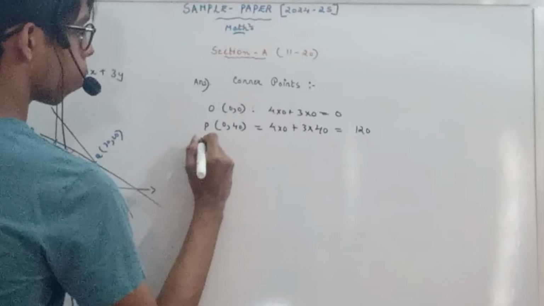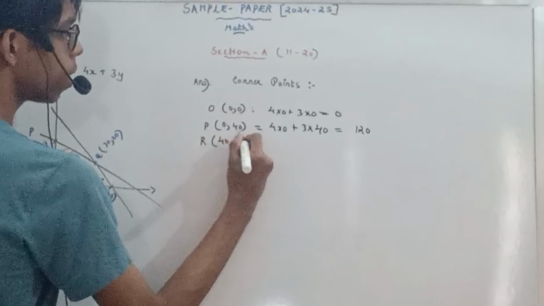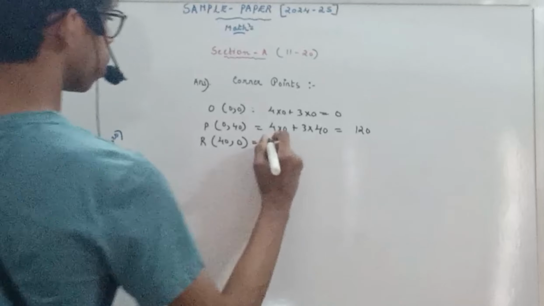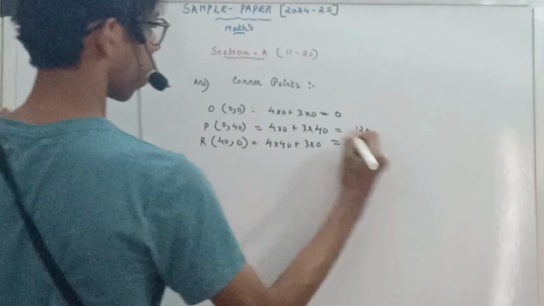Now the next corner point is R. R point is (40, 0). Substitute it in the objective function. So 4 into 40 plus 3 into 0, which is equal to 4 into 4, which is 160.